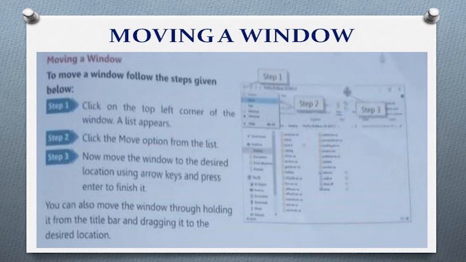That means there are two ways we can move the window. First method is by using the arrow keys from the keyboard and the second one is by using the mouse pointer. By the left click, drag it and hold it and leave it in the desired location.